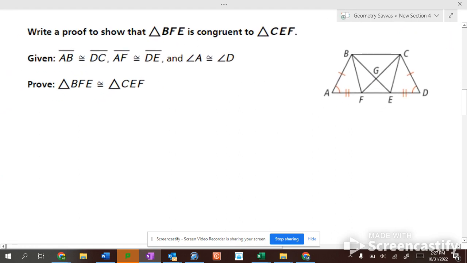It says, write a proof to show that BFE is congruent to CEF. So this triangle right here is congruent to this triangle right here. Why are those two triangles congruent? And what we're given is stuff over here further. Now, back in the day when I was in high school geometry, this is how we had to do proofs. We didn't have any kind of multiple choice drop downs. We didn't have computers. There was one computer in the whole school type of computers back in the 80s. So we had to do things by hand.